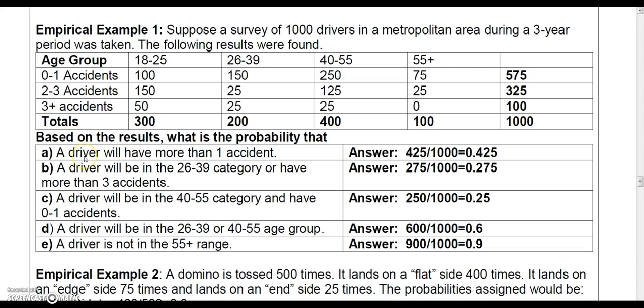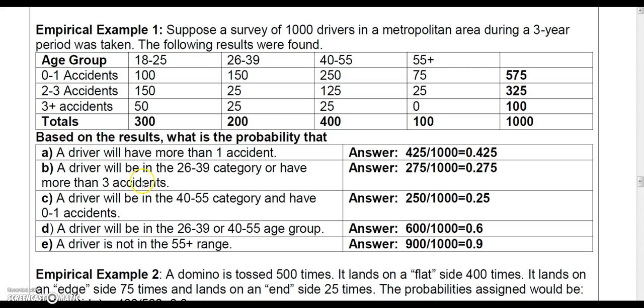So let's say we want the probability a driver will have more than one accident. Well, if you look over here to the right, you see I've totaled each row. So the number of people that have 0 to 1 accidents, 575. The number of people that have 2 to 3 accidents would be 325. And the number of people that have more than 3 accidents is 100, I'm sorry. This 325 has more than one accident, and these 100 have more than one accident. So all I have to do is add these together and get that 425 people out of 1,000 have more than one accident. So that's going to be 0.425.